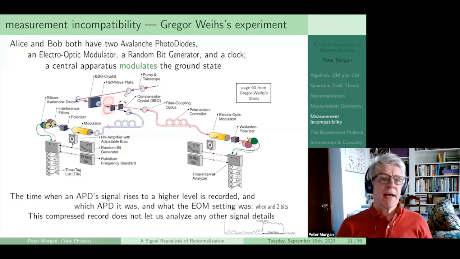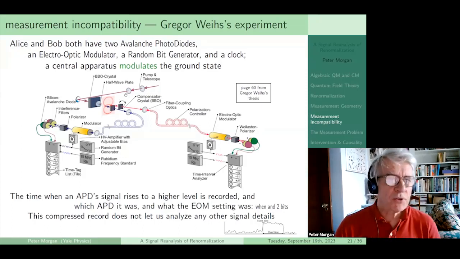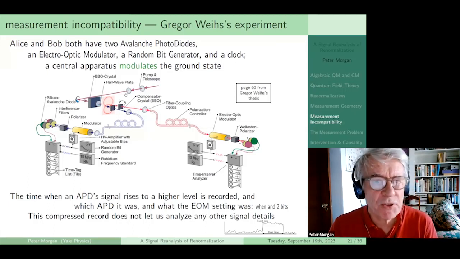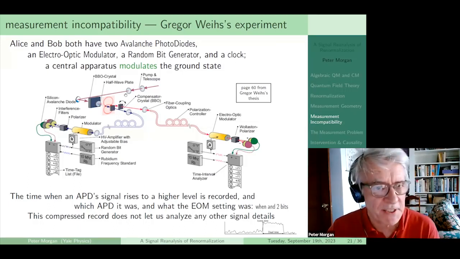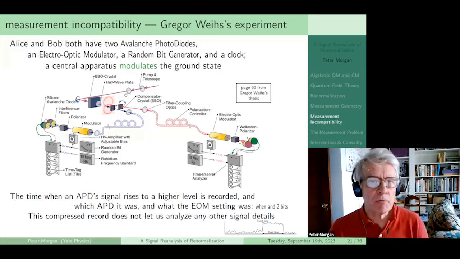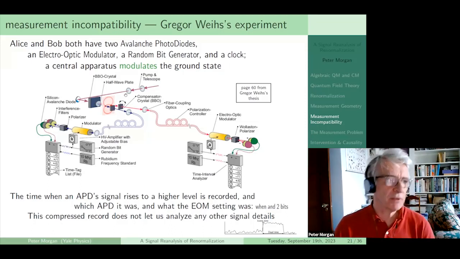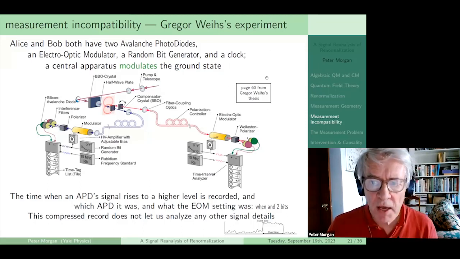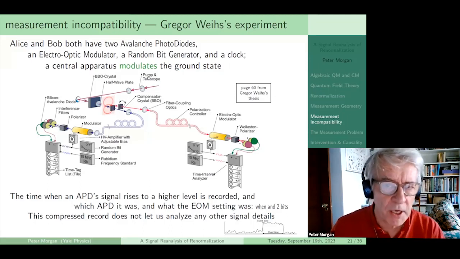So now to go on to how I think we can particularly think about measurement incompatibility in terms of signal analysis and data analysis again, rather dropping down from the theoretical level that I've been following before. This is Gregor Weihs's experiment from the 1990s, and this is page 60 from his thesis, with the translations his from a few years ago.